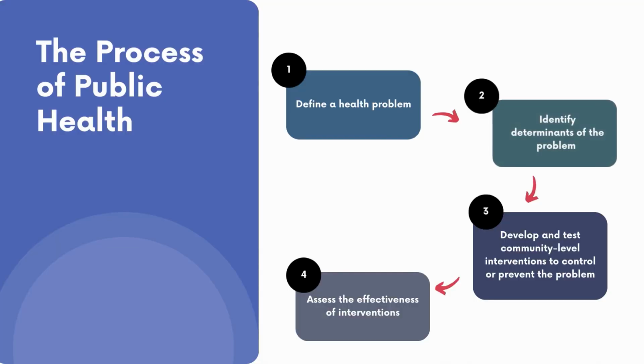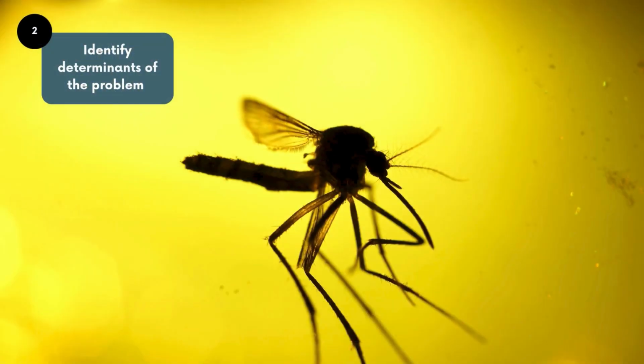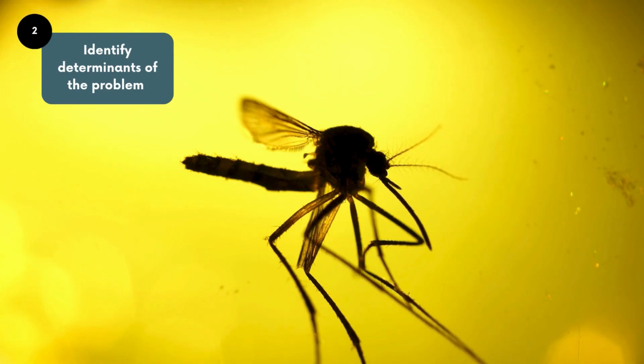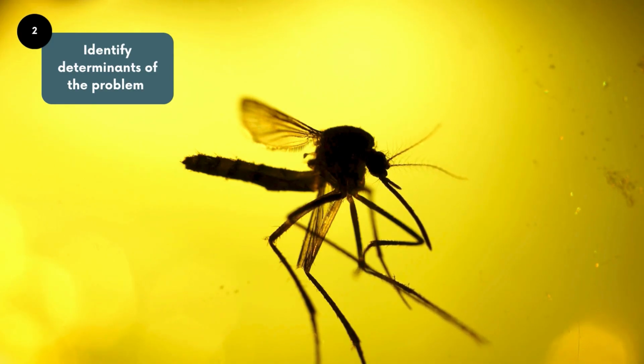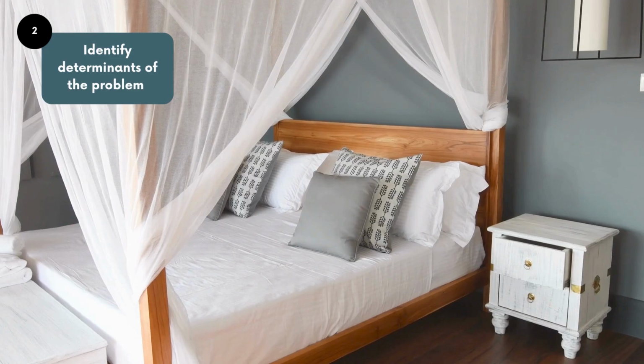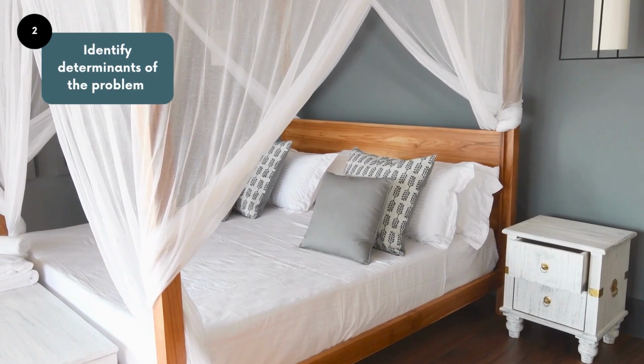The next step in the process is to identify determinants of the problem. What is causing the problem? What exposures are protective? What exposures put people at increased risk? It was already known that Zika is transmitted by mosquitoes, but if the source of infections was unknown, epidemiologists would conduct an outbreak investigation. In this case, epidemiologists might conduct studies to see what kind of modifiable determinants are associated with Zika transmission. For example, sleeping with a bed net, or eliminating sources of standing water, or spraying for mosquitoes.